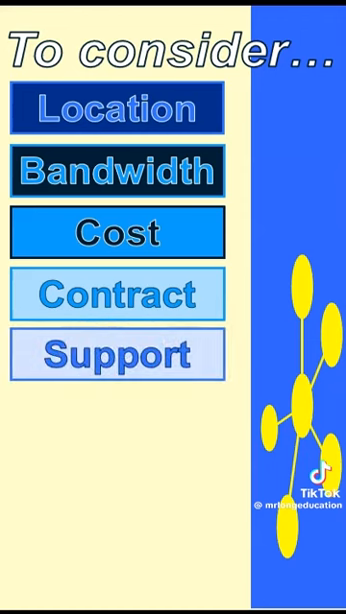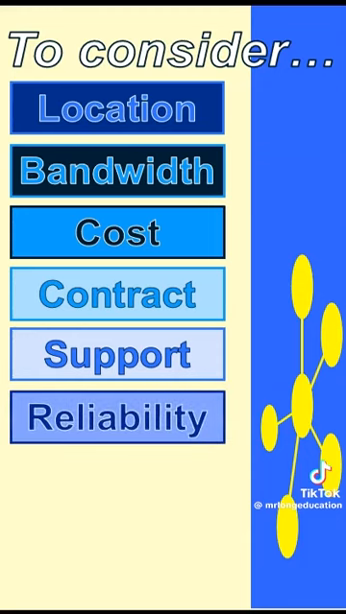Support. Check the availability and quality of customer support offered by your ISP. Find out the hours that they operate and what types of support are available. For example, is it by phone or email or live chat? Reliability. Look into the ISP's uptime and availability, as well as their track record for outages or service disruptions. Overall, it's important to consider your specific needs and usage habits when choosing an ISP contract, as well as the features and services that are important to you.